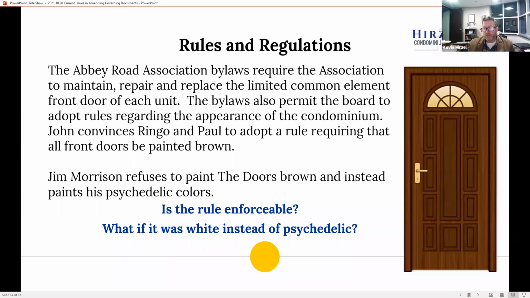So is the rule that the door is required to be brown enforceable? That is a limited common element door that is used only by Jim Morrison and his, we'll say, entourage. Is that particular rule enforceable, yay or nay? Mike says yes.